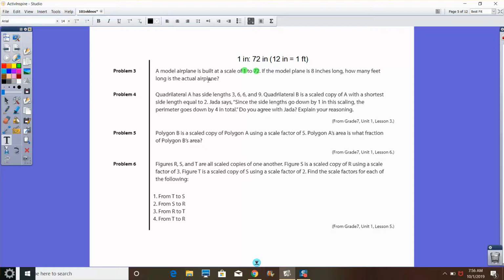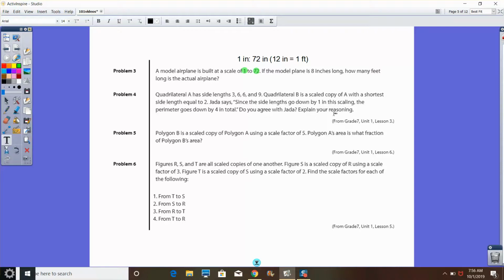All right, with problem 4, now we're going back to an old lesson. Quadrilateral A is 3, 6, 6, 9. Quadrilateral B is a scale copy with a side length equal to 2. Jada says since the side lengths go down by 1 in the scaling, the perimeter goes down by 4 in total. Do you agree with Jada?